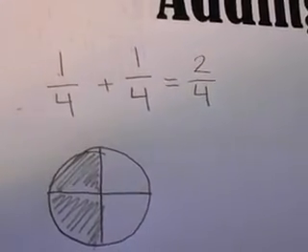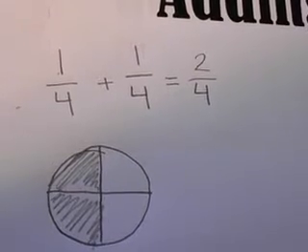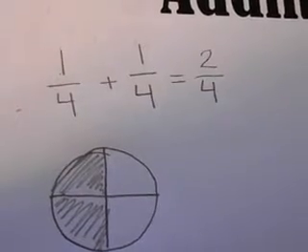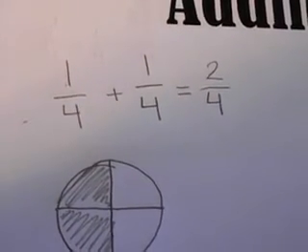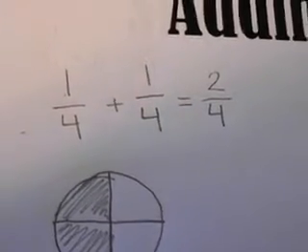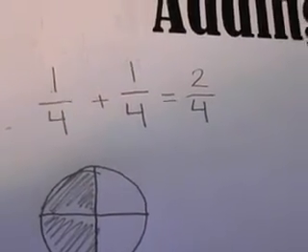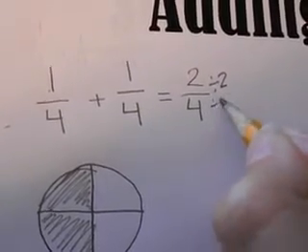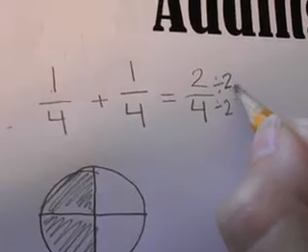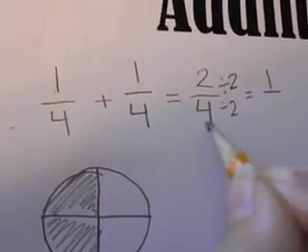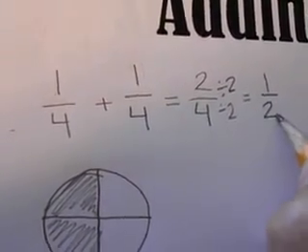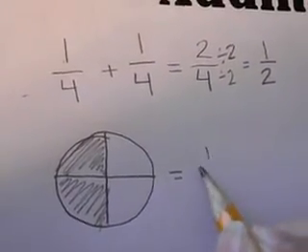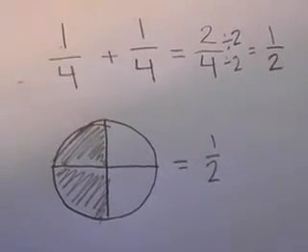We always like to simplify fractions. In this case, you can tell what the simplified answer of your fraction is by using your picture. But another way to look at this is to ask yourself, what number can I divide both the numerator and the denominator by? In this case, we can divide them both by 2. 2 divided by 2 is 1. 4 divided by 2 is 2. And our final answer is 1/2, which, looking at our picture here, you can tell we clearly have 1/2 of the pizza shaded in.